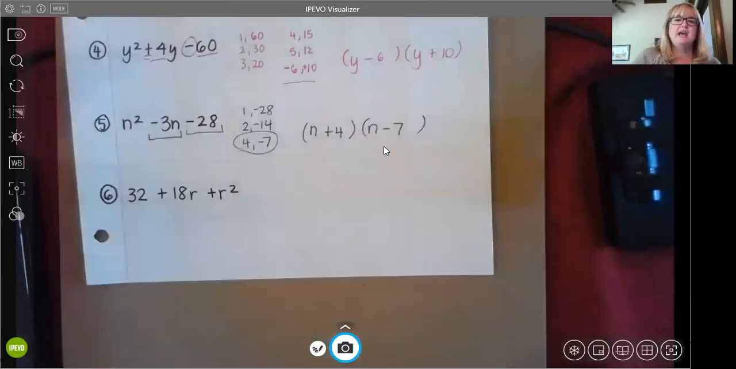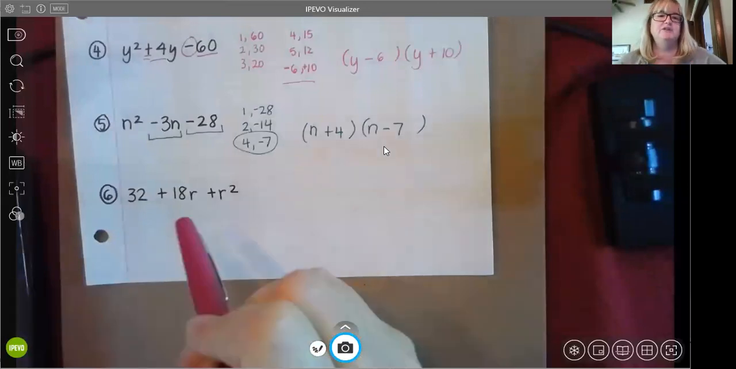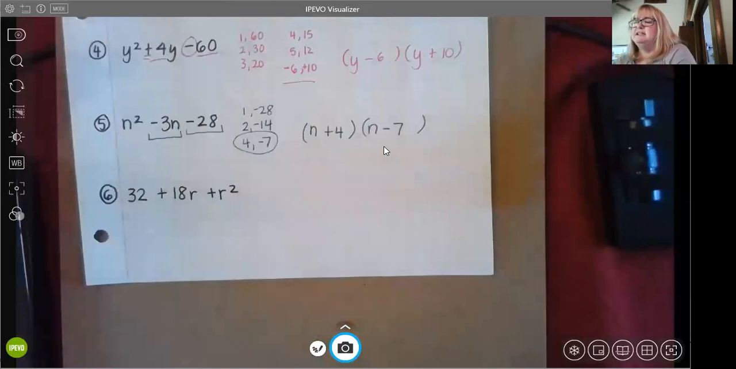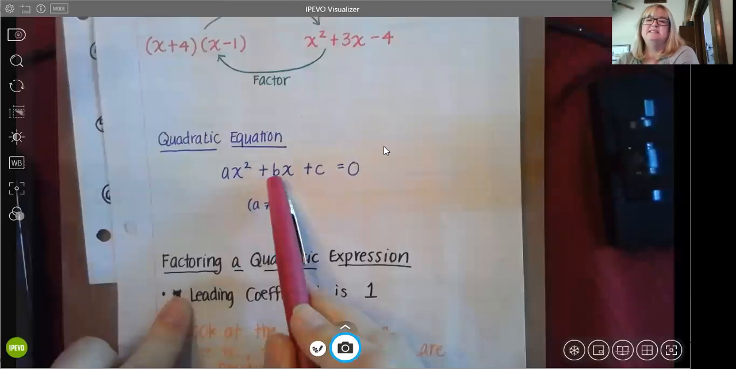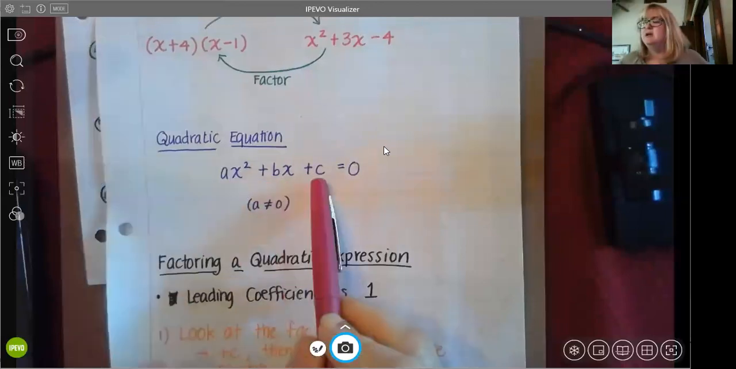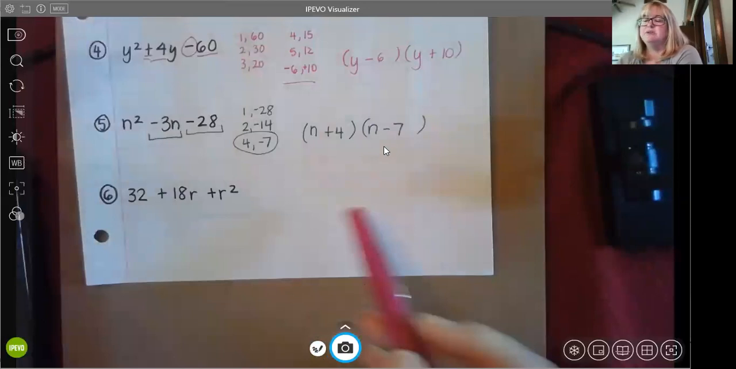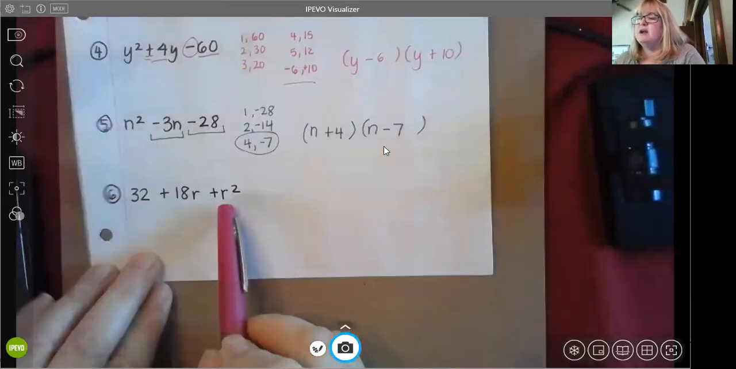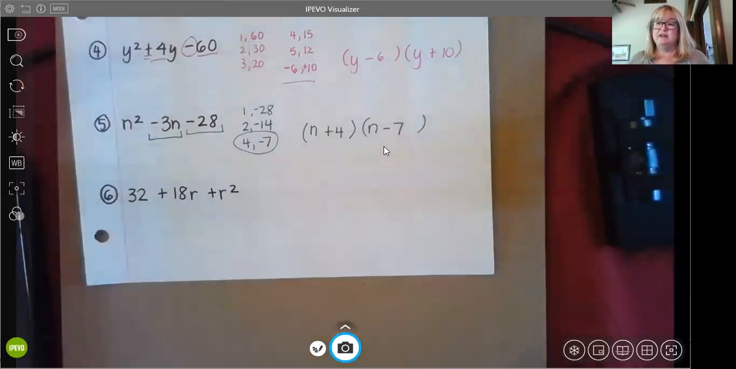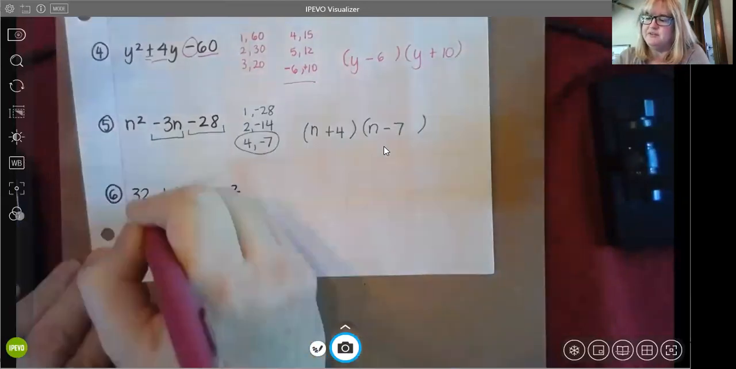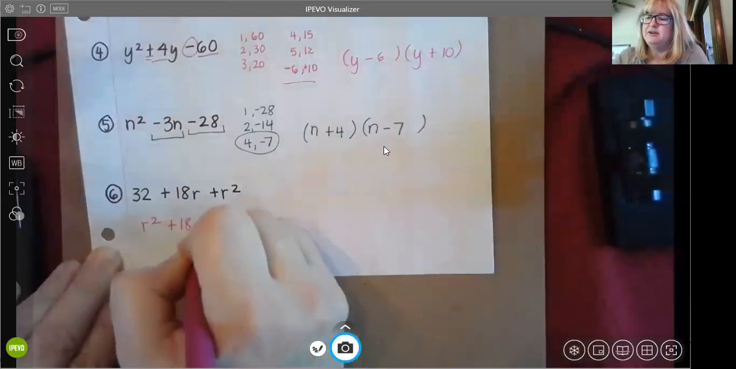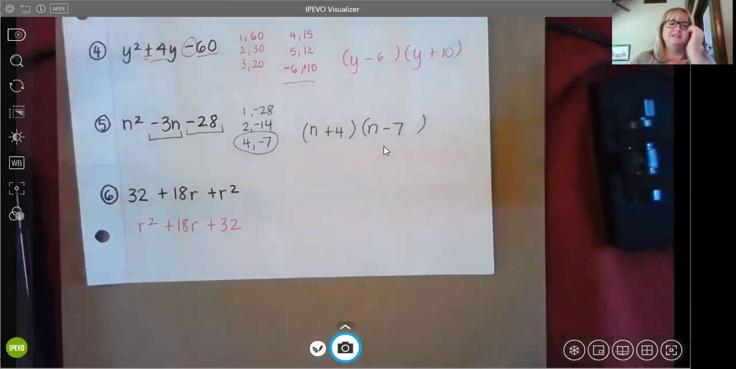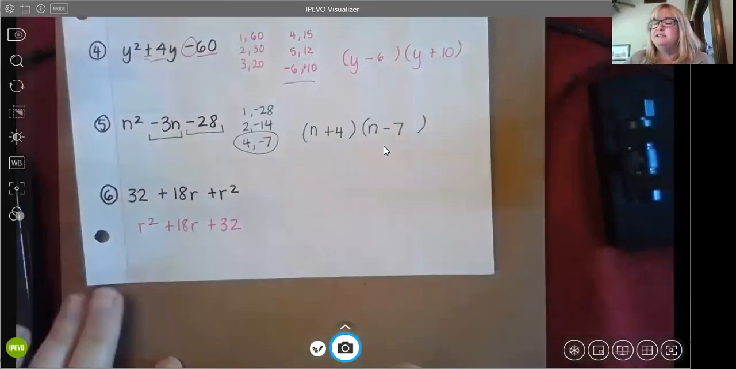All right, I wanted to look at number 6 because number 6 is not in standard form. Remember at the beginning, I said standard form is ax squared plus bx plus c. That is standard form of a quadratic. And if you look here, r squared is at the end. So I'm going to rewrite this in standard form. r squared is our first term, plus 18r plus 32. 32 is positive, so it's a plus 32. All right, now I've got it in standard form.